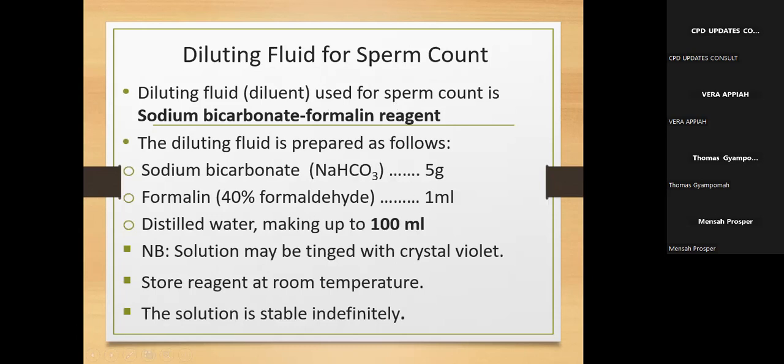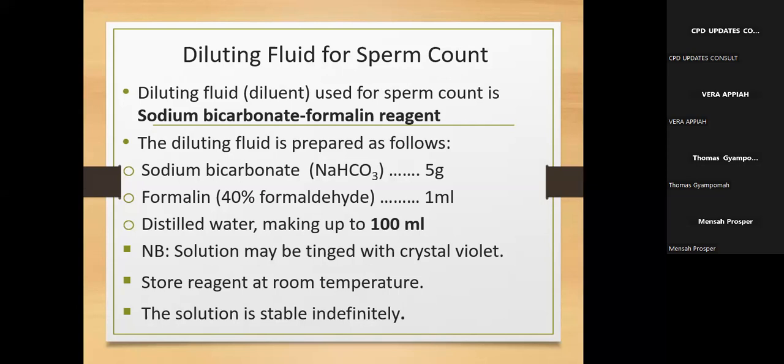And then the diluting fluid. The diluting fluid is also very, very easy to prepare. If I see some lab scientists going to buy saline, I ask myself, what kind of work do you want to do? If saline, you have to go and buy prepared saline from the market. It's not good. You have to be able to prepare your own saline.